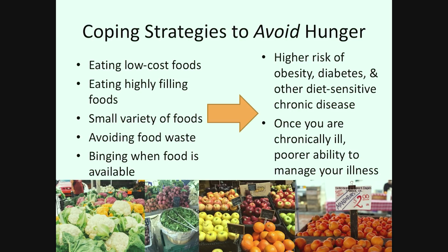Those coping strategies are really the things that we think put you at higher risk of obesity and diabetes and all of these other chronic diet-sensitive diseases that are the epidemics of our day. And once you're chronically ill, those coping strategies also make it really challenging for you to do the things that your healthcare provider is going to ask you to do. So, for example, if you're in a food insecure household, you are very likely to shift your dietary intake towards lower cost foods that tend to be fewer fruits and vegetables and more energy dense, nutrient poor foods. We'll talk about that in a minute.